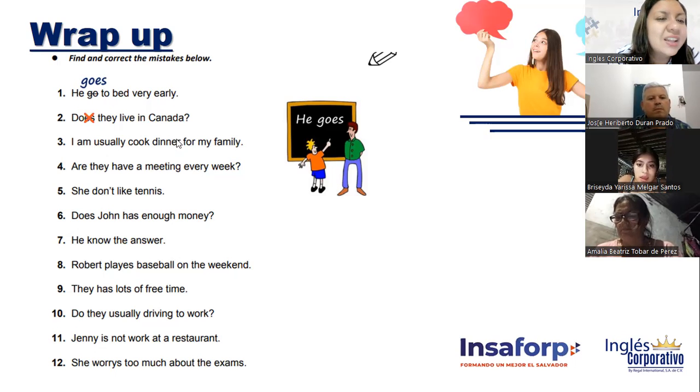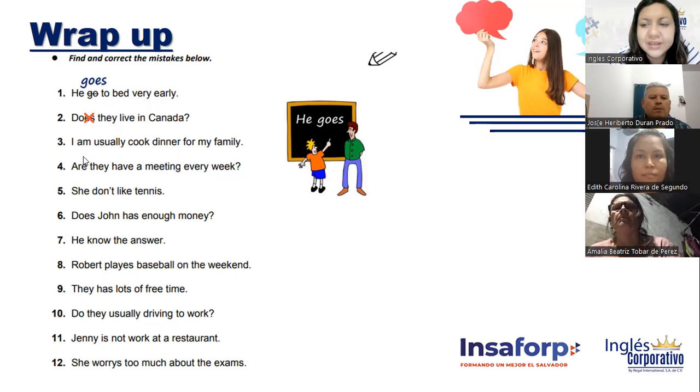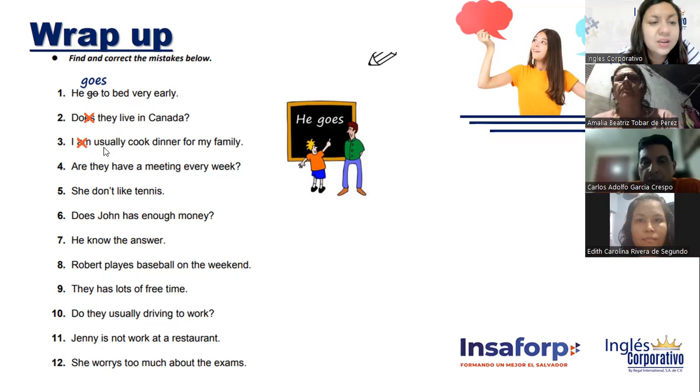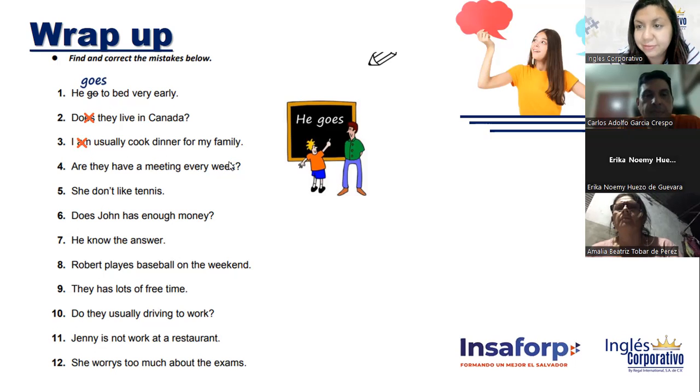Okay, do they live in Canada? Ajá. Number three, "I am usually cook dinner for my family." What is the mistake? I do. Number three. "I usually cook dinner for my family" is the correct form. El error es porque aquí no estamos viendo el verbo to be, estamos viendo otros verbos. No, el verbo to be. Ese ya lo vieron en el módulo anterior.